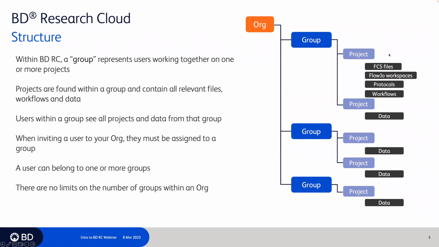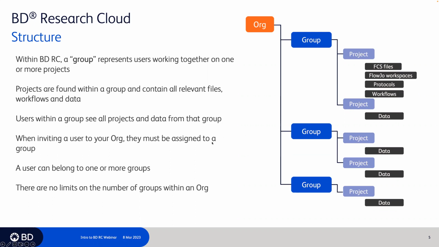So we'll touch real quickly on the structure of BDRC. So within BDRC, a group represents users working together on one or more projects. So at the top level is the organization, which we'll create today. And then within the organization, there are groups. And so groups are people that work together on one or more projects. Projects are found within the group and contain all the relevant files, workflows, and data. So the data is stored within each project. Users within a group will see all projects and data from that group. So it's a way to organize who can see what within your lab.